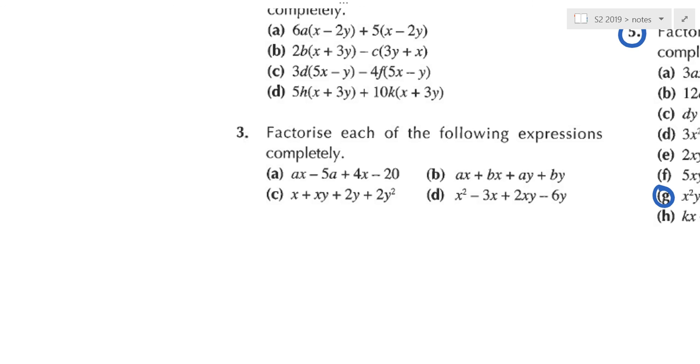Let's look at C. Got X, got Y, got Y. Then got no X, cannot eh? Can I take out Y? Don't have Y. Got Y, got Y, got Y. So cannot take out Y. So how? Do grouping. Do 2 by 2 first.